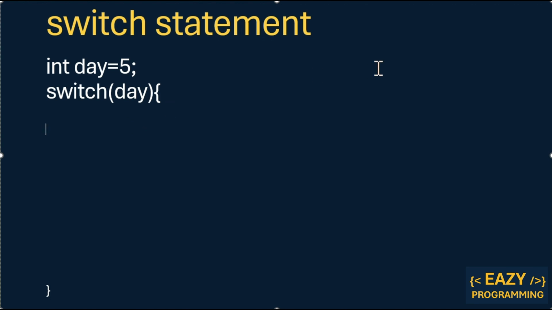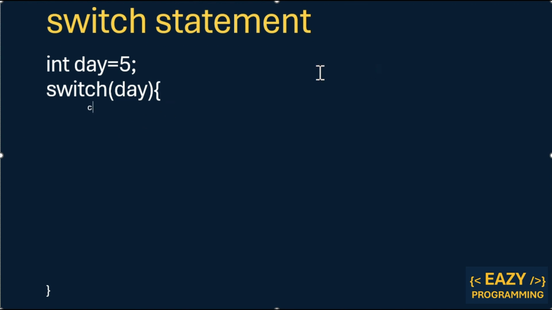Now inside the switch I will write case 1. This 1 is the number that I am going to give. Here day is 5, but here I am writing the number 1. If the number is 1, then I am printing cout, number is 1, then a semicolon, and then I will write break.